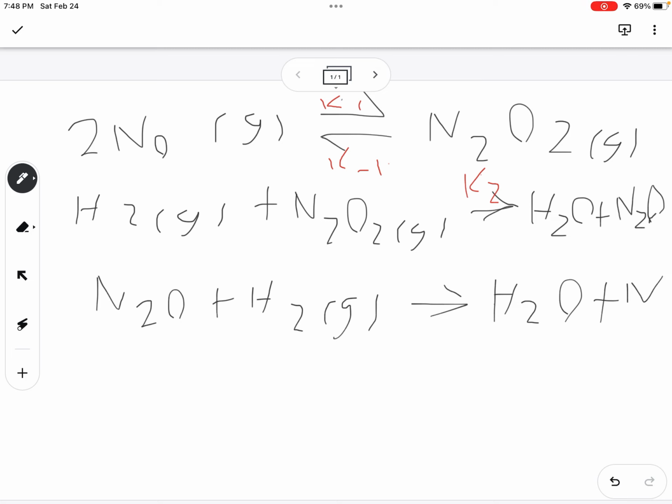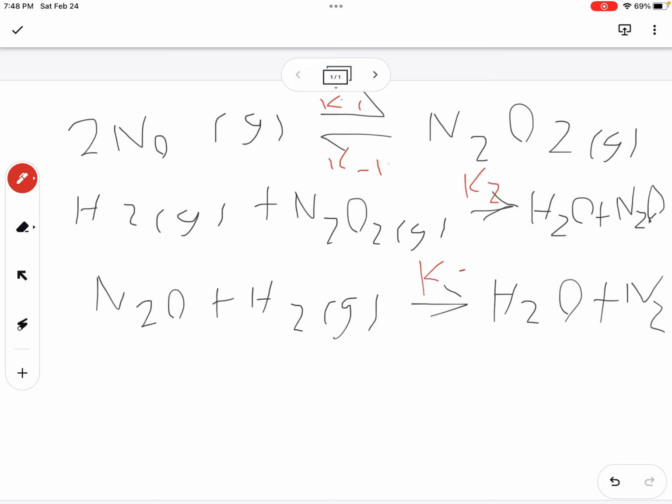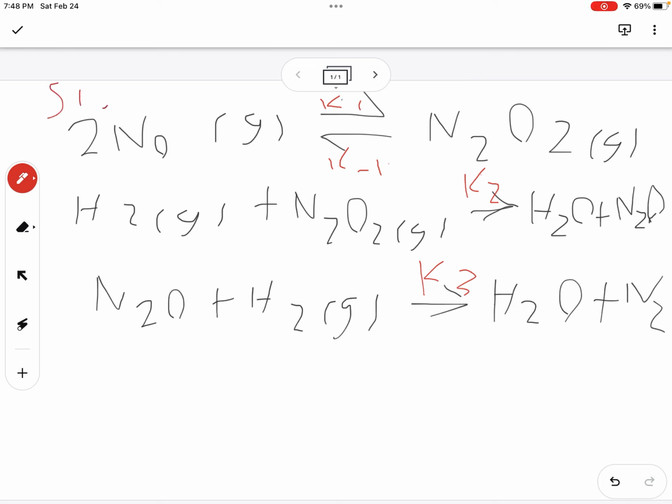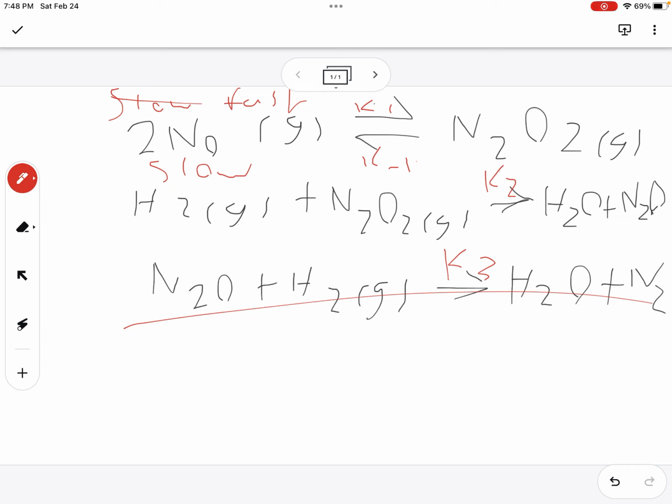Plus N2. All right, I'm going to tell you right now, this is a red herring, because I'm going to label this as slow. Sorry, this is fast. And this is slow. So I'm going to tell you right now this is a red herring. We can completely ignore this step. Forget that exists. So we're down to 2 steps. All right, you tell me. Pause the video and tell me what you think the rate law would be.